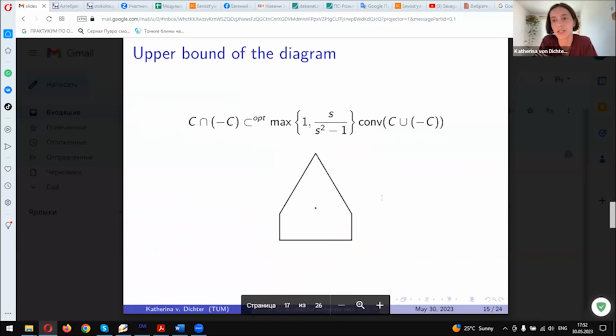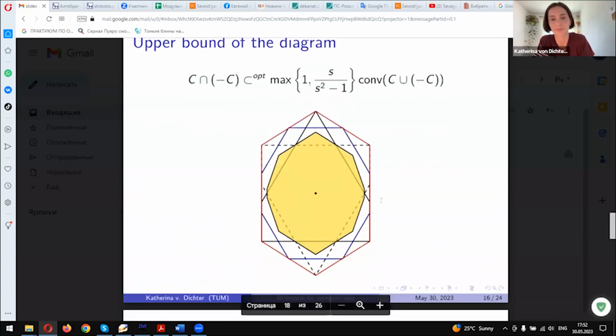Let us now consider the upper bound for the parameter alpha. The upper bound for the parameter alpha was the maximum of 1 and S over S squared minus 1. The extreme set is a pentagon, which you can see on the screen. So the special pentagon is the extreme case.